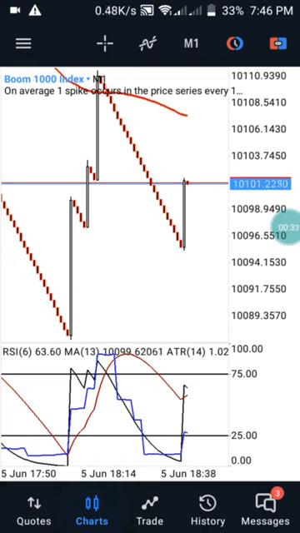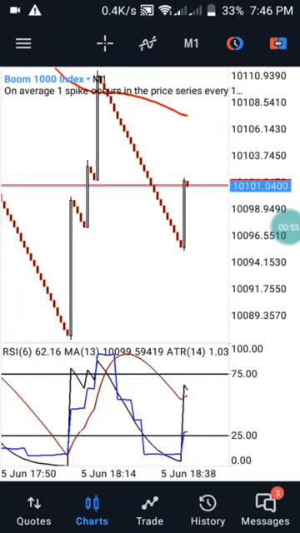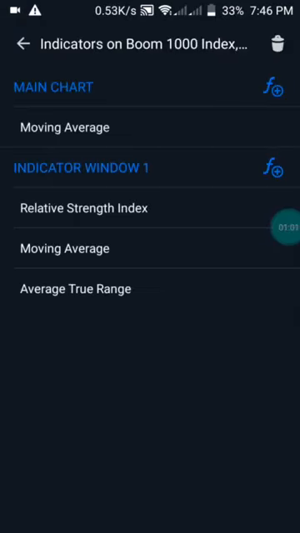So in today's video, I'm going to show you how you can trade with this strategy, catching many candlesticks. This strategy works on Crash 1000 and it also works on Boom 1000 on the 1 minute time frame. I'm going to show you the settings of this strategy now, before I explain how it really works. So let me show you the settings.